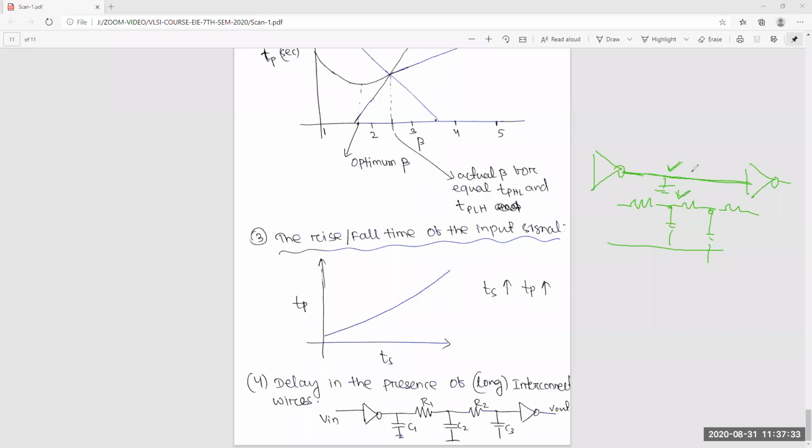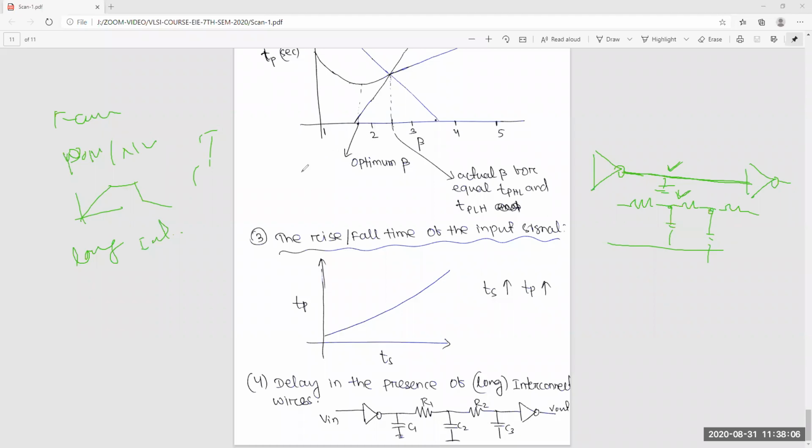So these four things you have to remember. First is the fan out impact, then the PMOS by NMOS ratio, and then the increase in the slope of the input, then your long interconnect wire. These four things you have to study deeply.